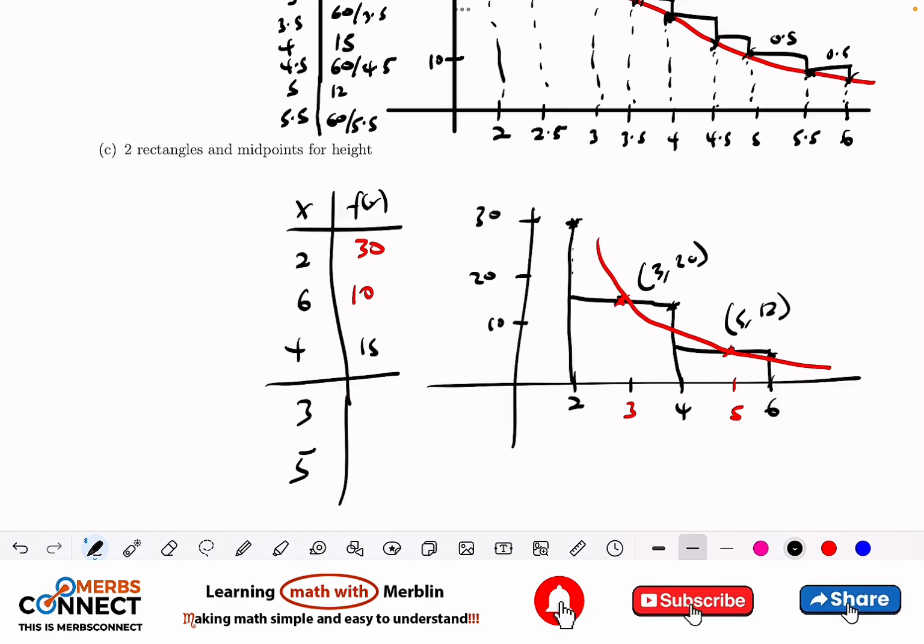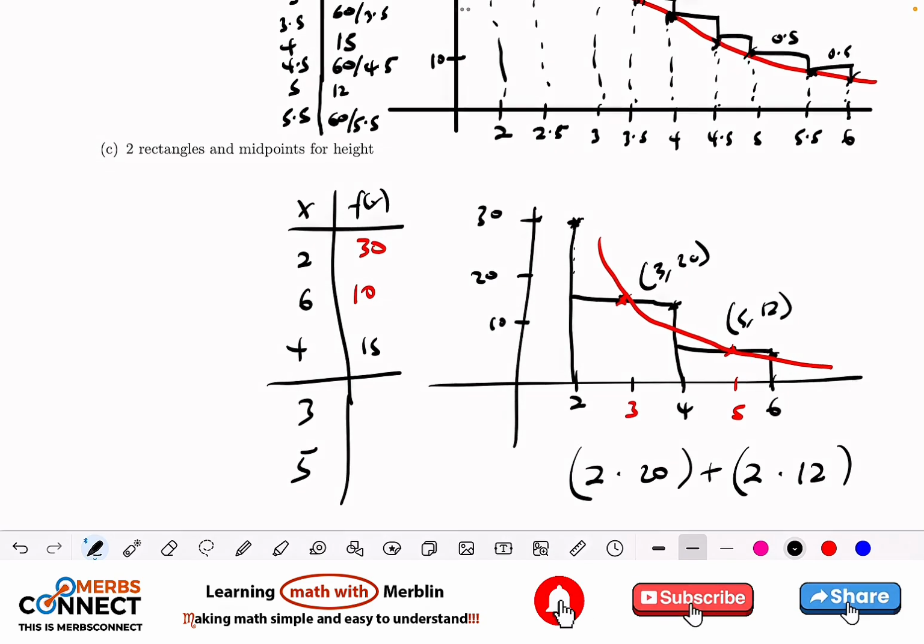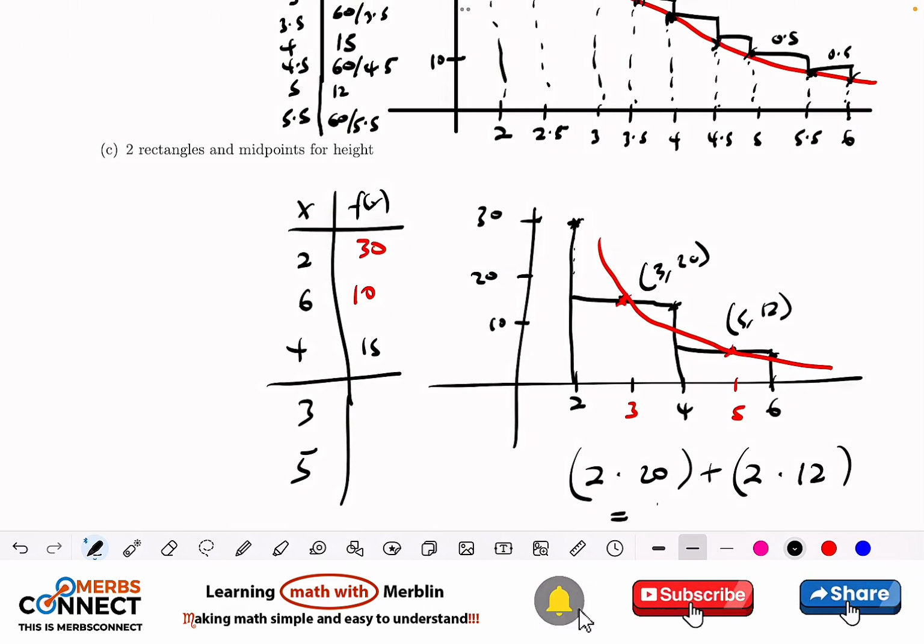And what we need to ask ourselves now is, what is the distance? We remember that the distance between this is 2, and the distance between this one too is 2. So the midpoint distance is going to be 2 times 20 plus 2 times 12. And this should give us 64.